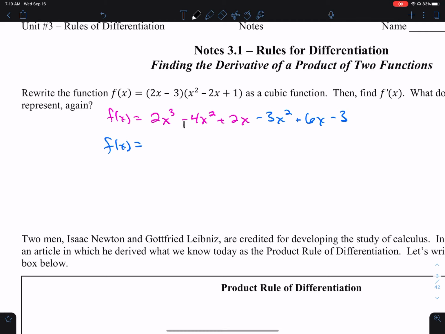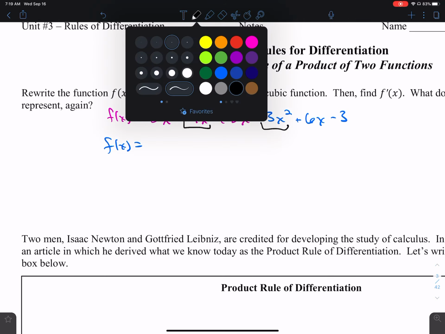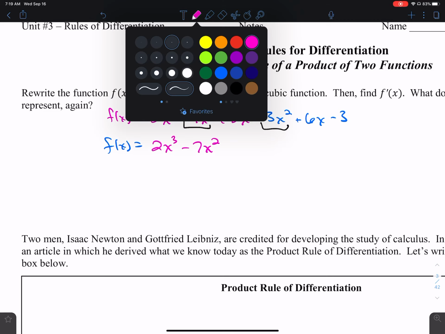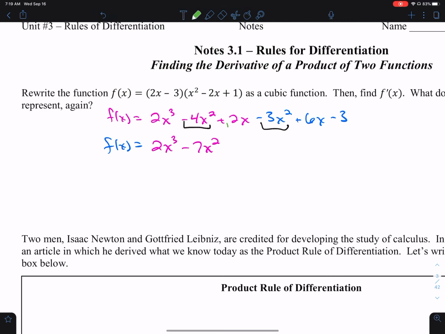I've got like terms of a minus 4x squared and a minus 3x squared. 2x cubed has no like term. I've got like terms of a plus 2x and a plus 6x. And the constant minus 3 has no like term. So we wrote that as a cubic function.